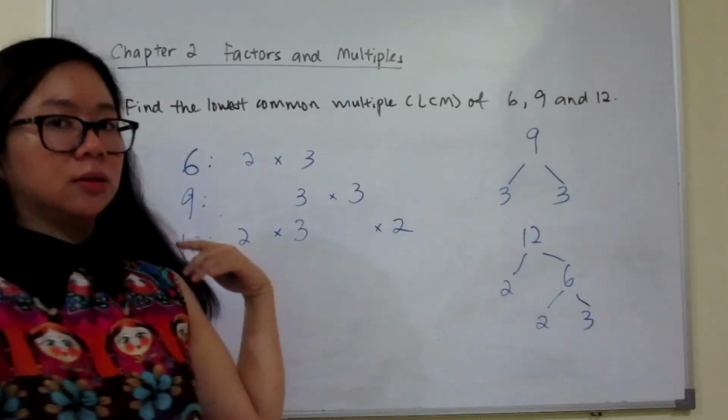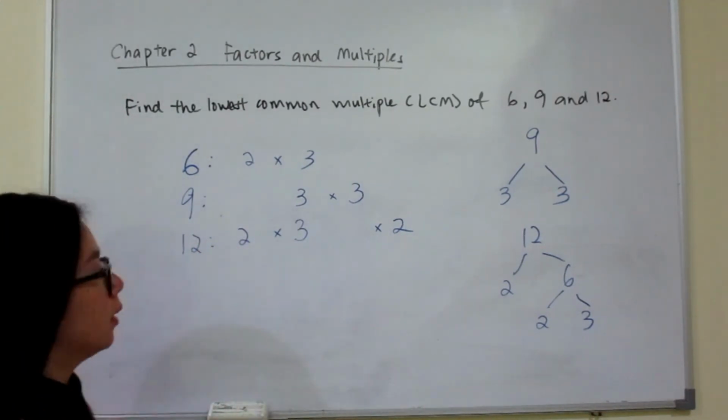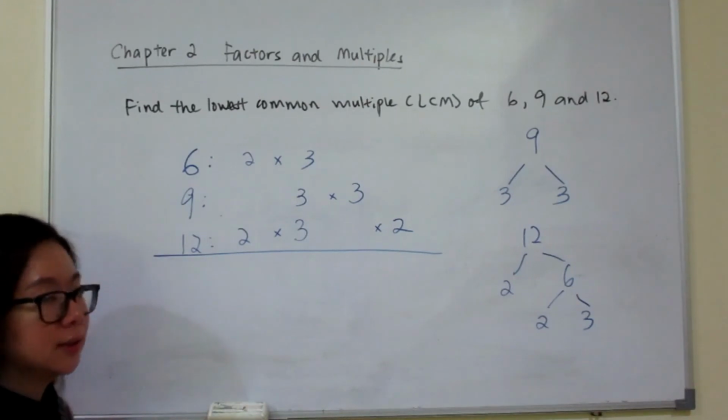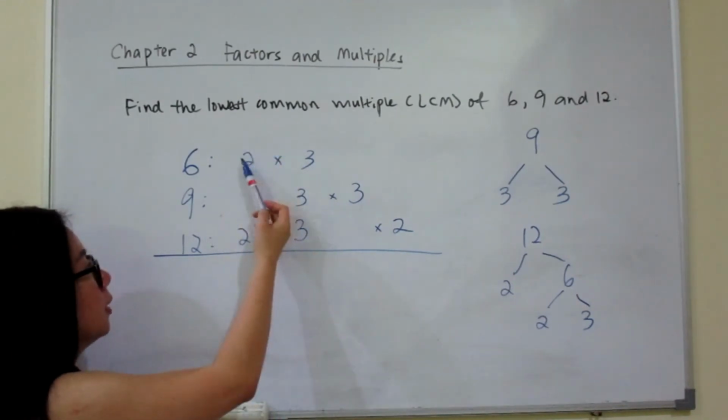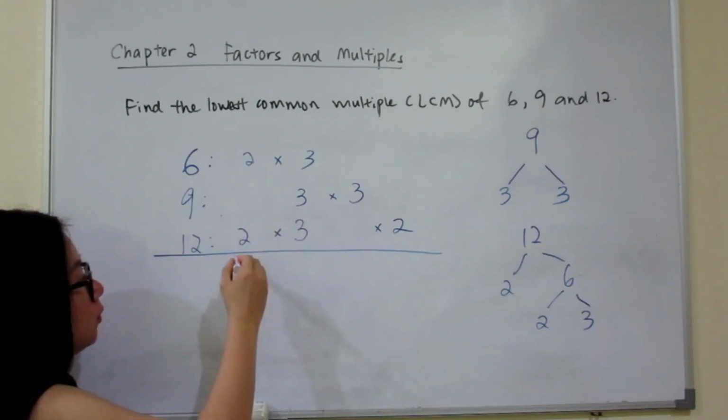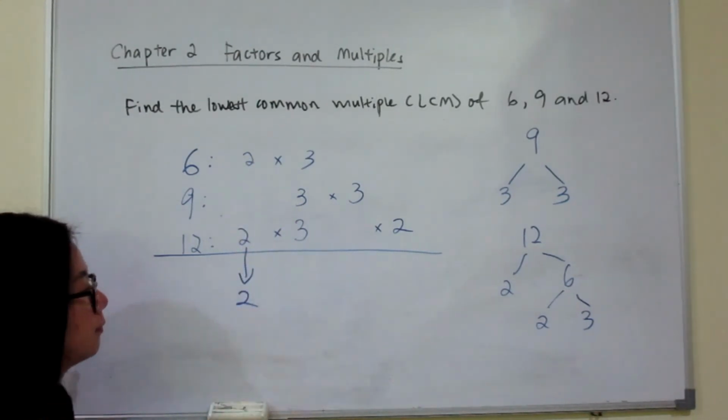Oh, my bad, it's not looking for the common ones. This is how you do it. So after you got all this, let's combine the common ones. So this one is the same as this one. We just write down 2.